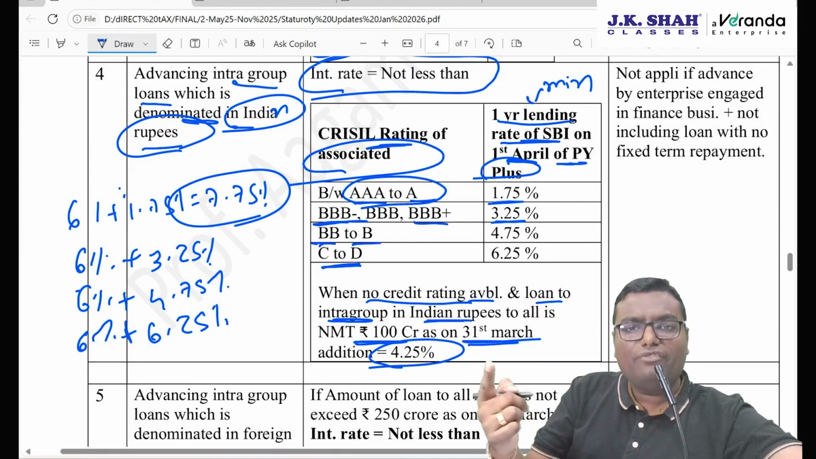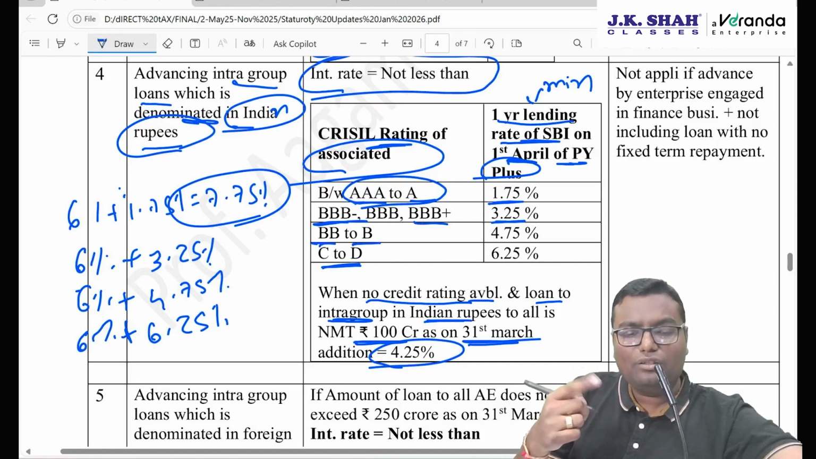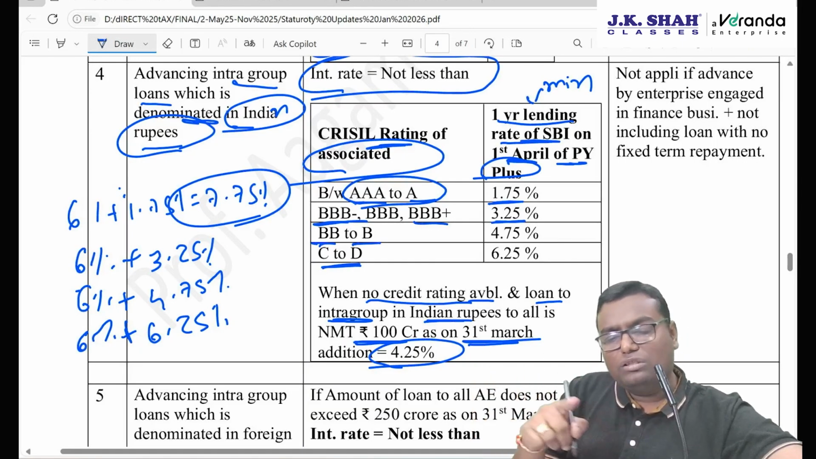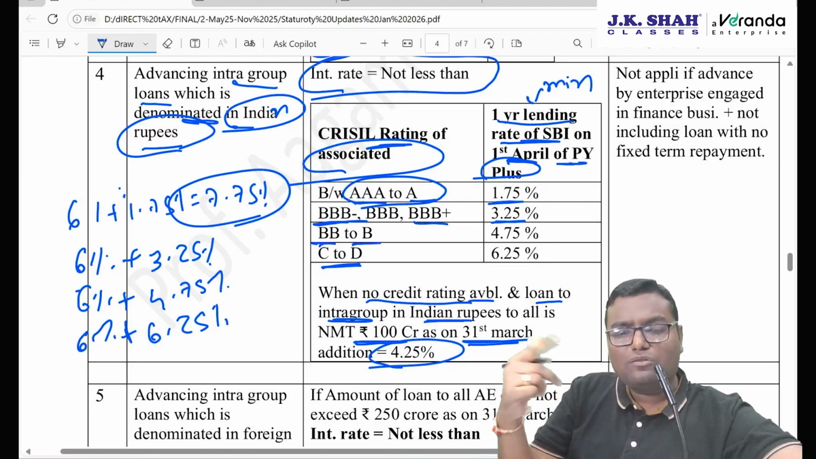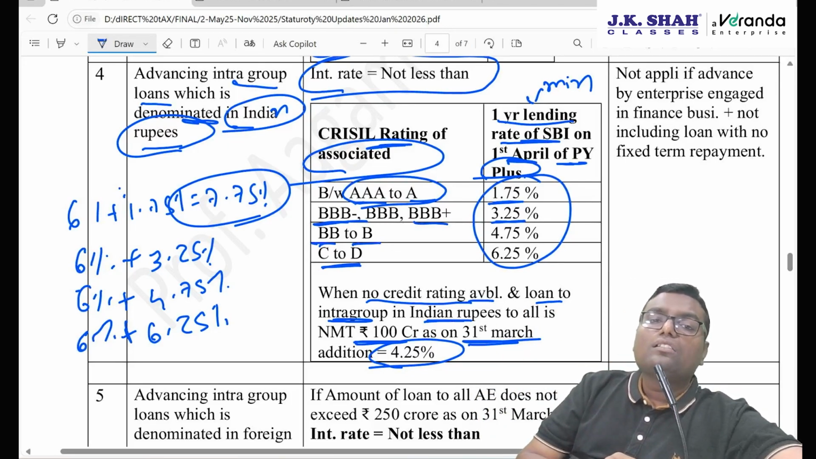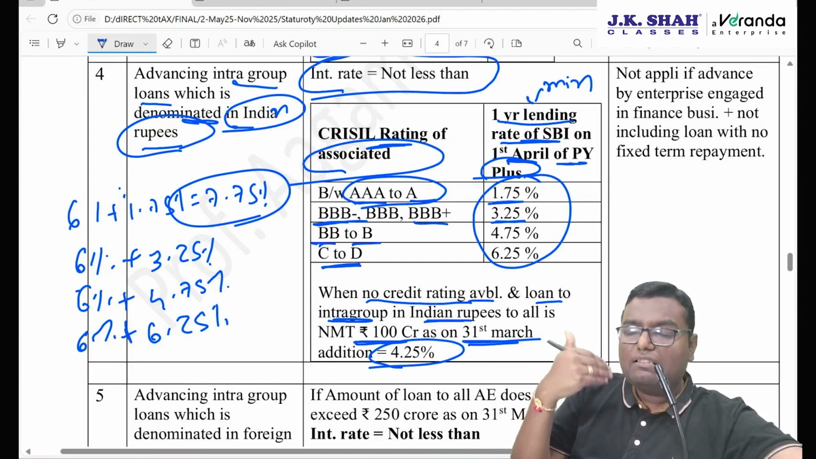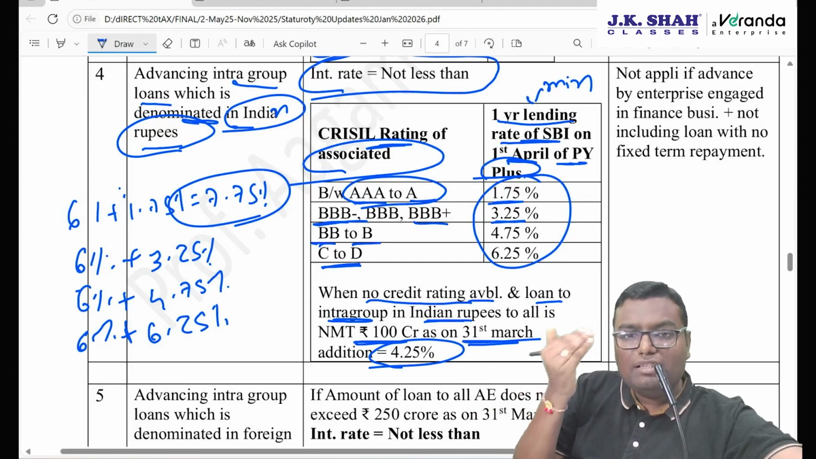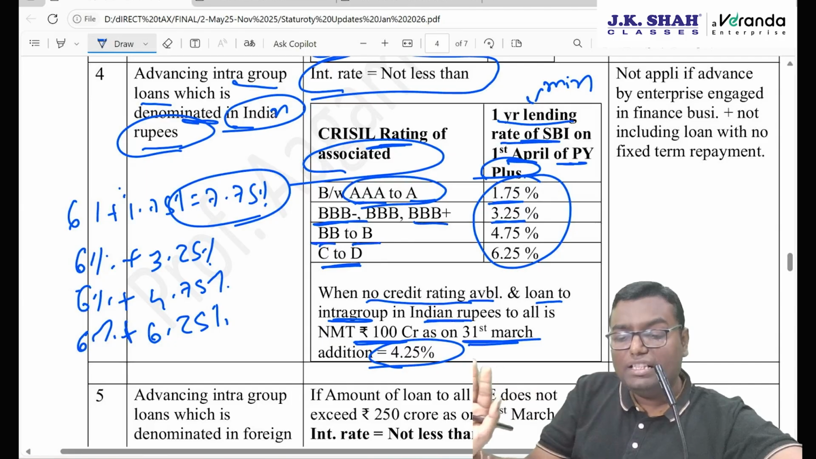This will change every year because the 1 year lending rate of SBI on 1st April will change every year. So the rate of interest in total will also change every year. This additional rate will remain the same. So for a very good rating, it is 1.75%. Below that 3.25%, below that 4.75%, below that 6.25%.